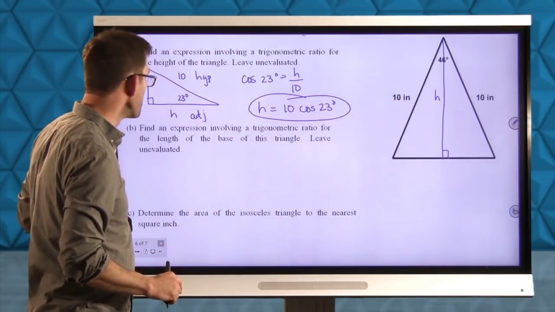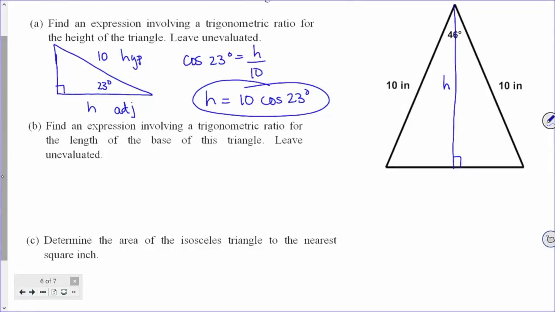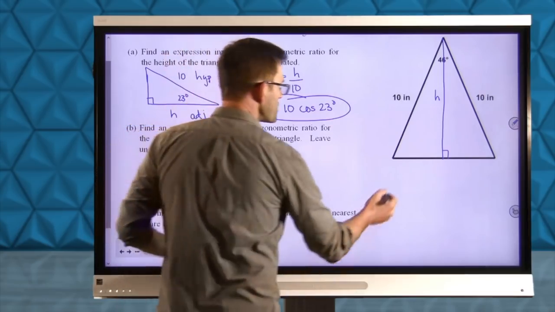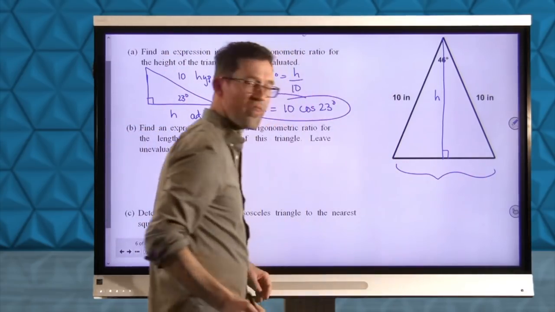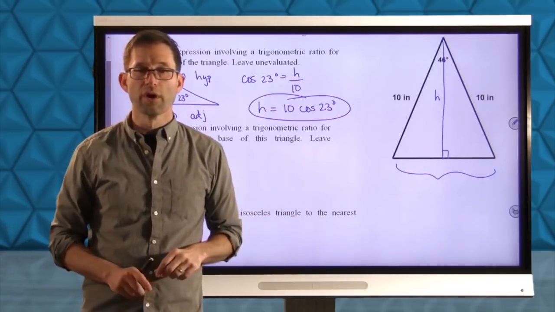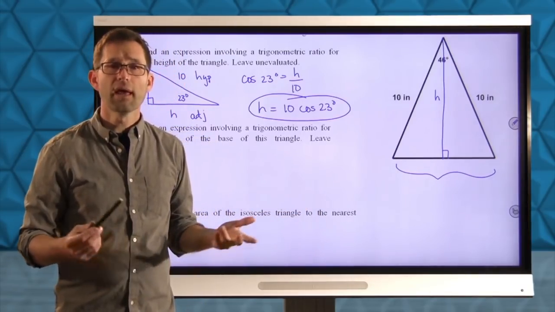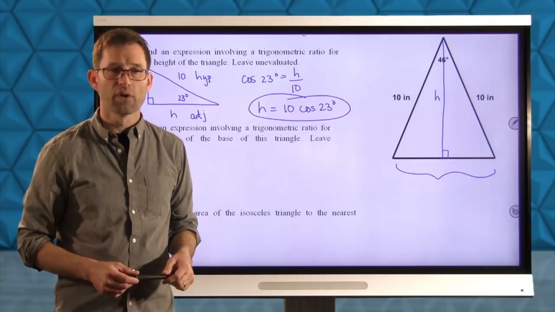So let's take a look at letter B. Find an expression involving a trigonometric ratio for the length of the base of this triangle. Leave unevaluated. So now we need to figure out that length, right, in terms of a trig ratio. That's a little bit trickier, but again, take a little bit of time and see if you can figure it out.